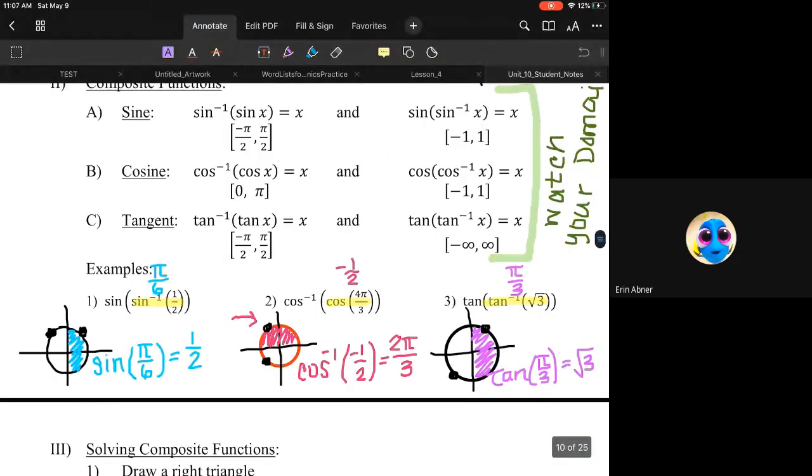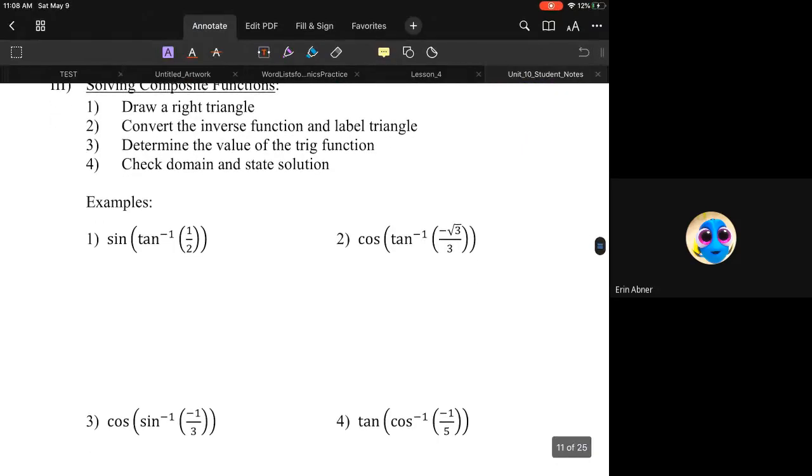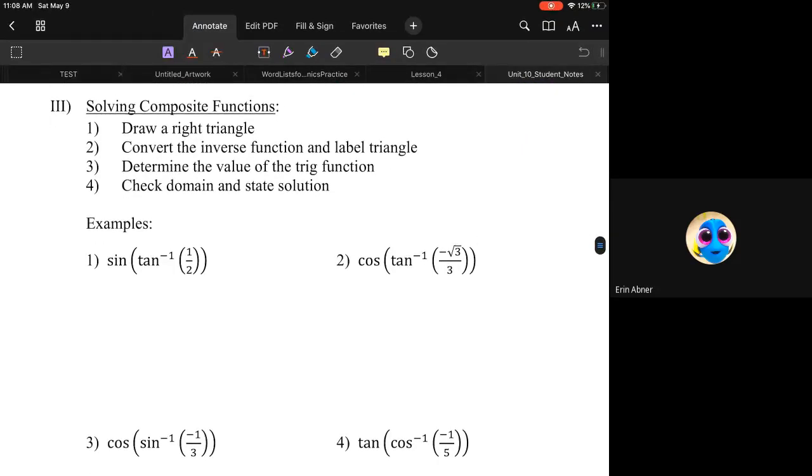Okay, so now let's look at solving some of them. So it says for composite functions, draw a right triangle, convert the inverse function, and label the triangle. Then determine the value of the trig function, and then determine the domain of the solution. So what we're going to do first is we're going to decide which quadrant we're in. So the first thing I'm going to do is to find what quadrant I'm going to be in.